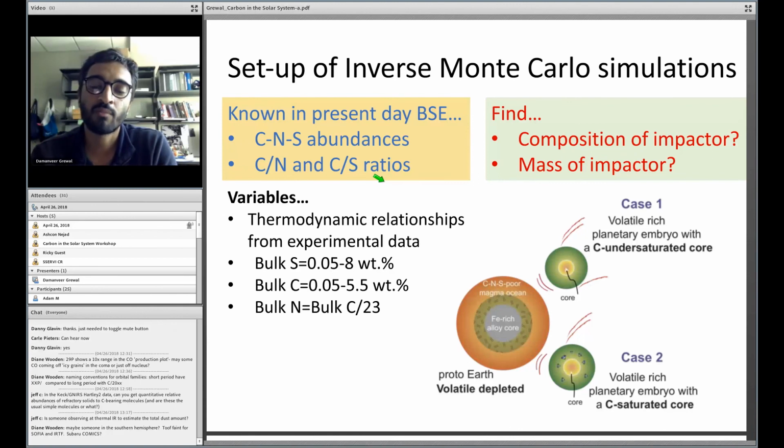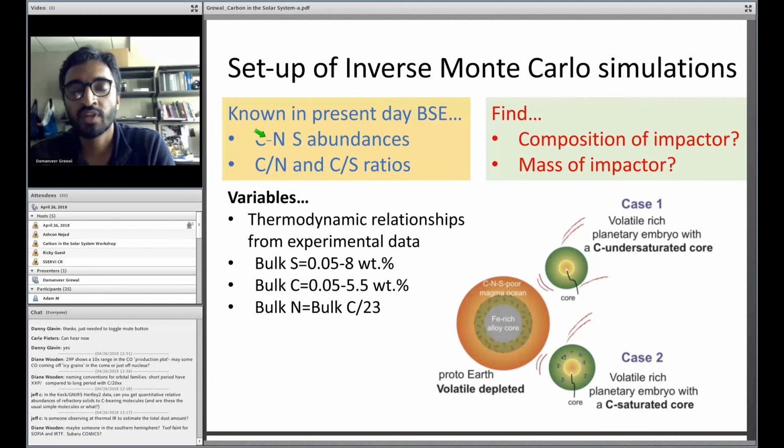Then carbon in the form of graphite or diamond would have been exsolved as a phase into the magma ocean of that body, and you can artificially enrich carbon in the mantle of this body. This is similar to the ureilite parent body that we talked about yesterday. So to test these scenarios, we want to find out the composition of this particular impactor, and we want to find out the mass of this particular impactor. And we do a set of inverse Monte Carlo simulations.